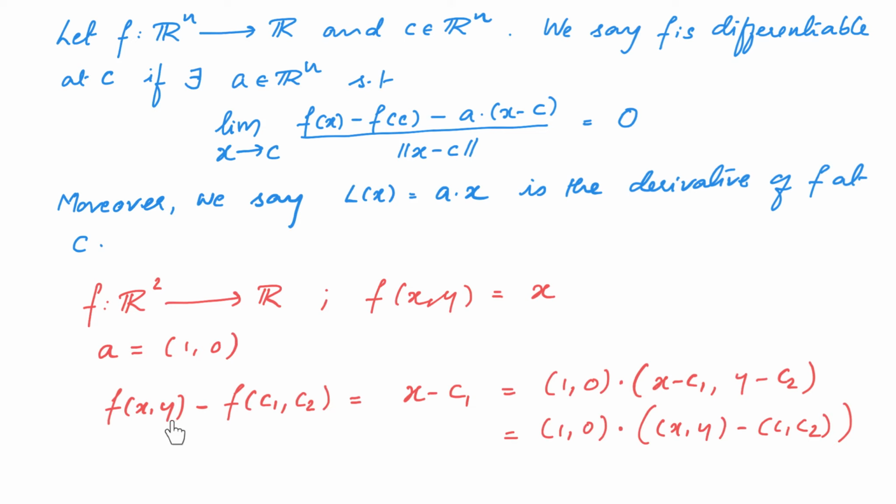Therefore, as f of x comma y minus f of c1 comma c2 is equal to 1, 0 dot x comma y minus c1 comma c2, the numerator in this limit is equal to 0. Therefore, we are taking the limit of 0 as x tends to c, which will be equal to 0. Thus, we have found an a as we desired, thus proving that this function is differentiable as we wanted it to be. You can similarly check that intuitively differentiable looking functions will be differentiable with respect to this definition. Of course, more on that later.